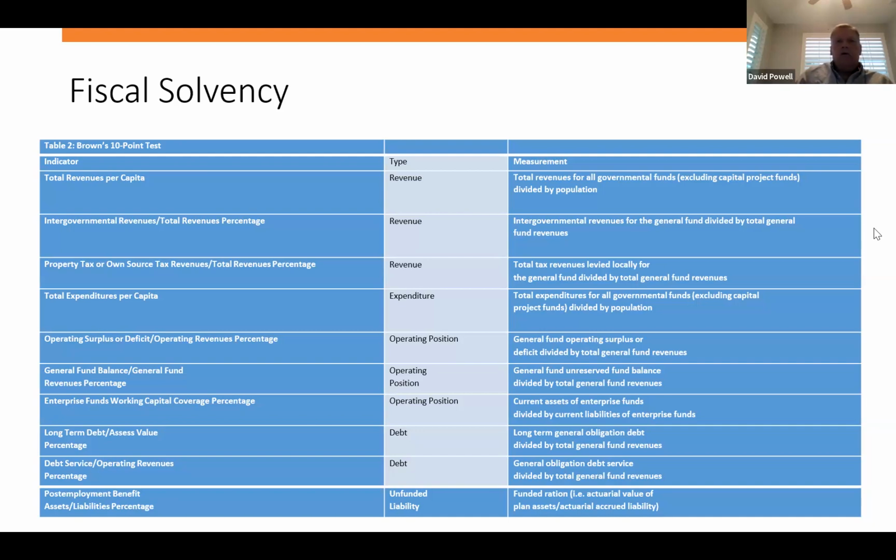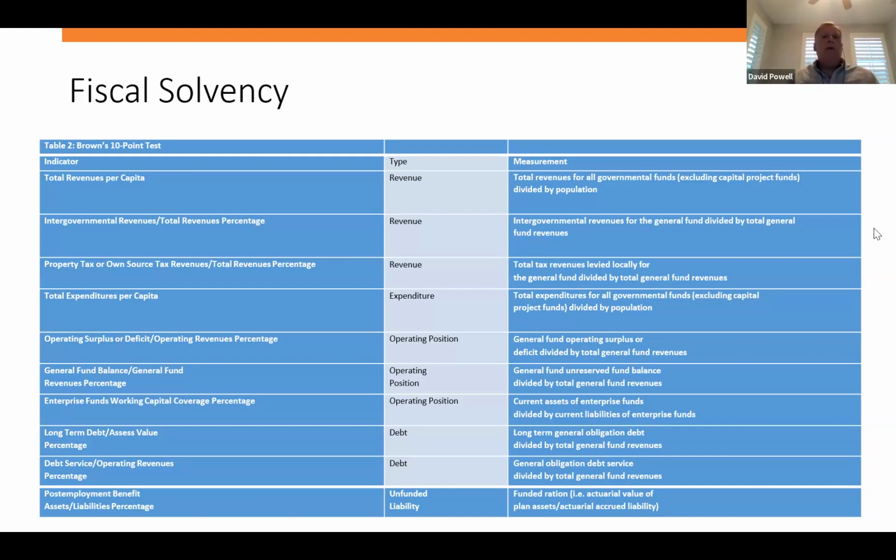Another indicator is intergovernmental revenues divided by total revenue percentage. We figure out what percentage of our total revenue is made up of intergovernmental revenues. Now, this is one in which you would hope that the percentage is smaller, because with intergovernmental revenue, that's revenue you're getting from other governments. And so therefore, you have less control over that intergovernmental revenue. Those grants and aids that you are getting this year, you may not get next year. And so they tend to be very unstable and very transient. That's another way in which you can calculate fiscal solvency.